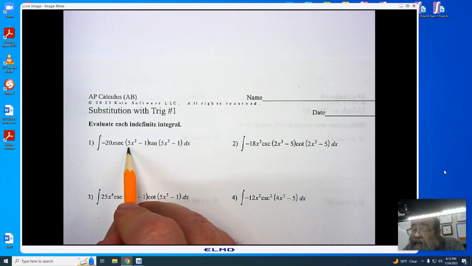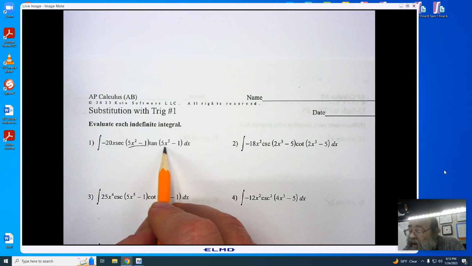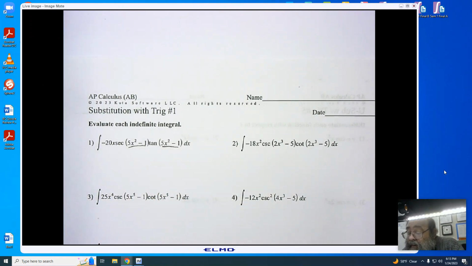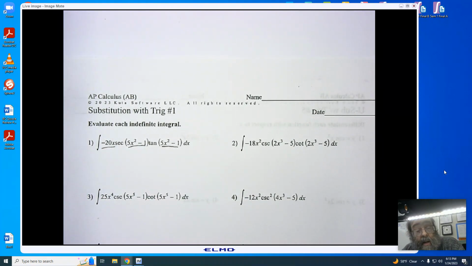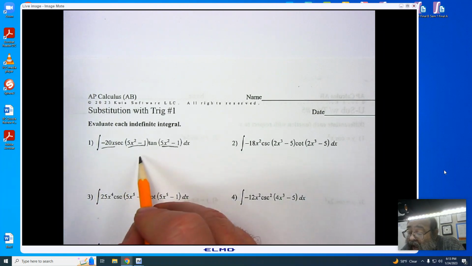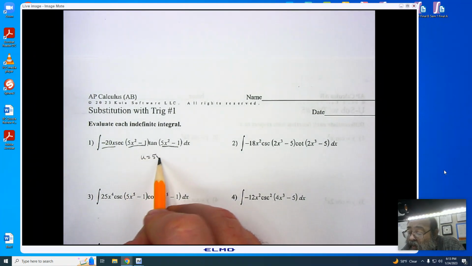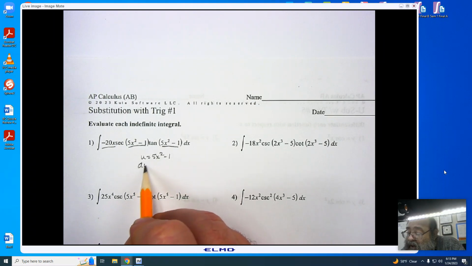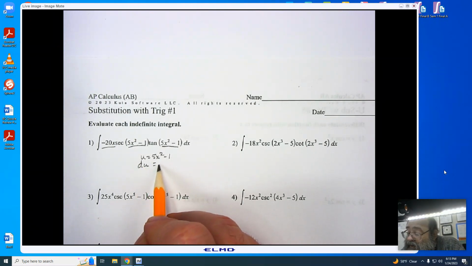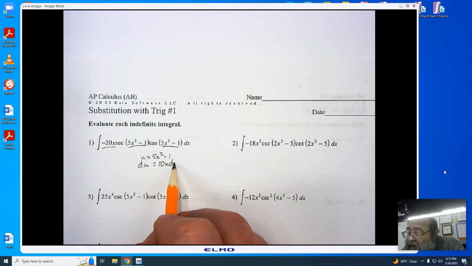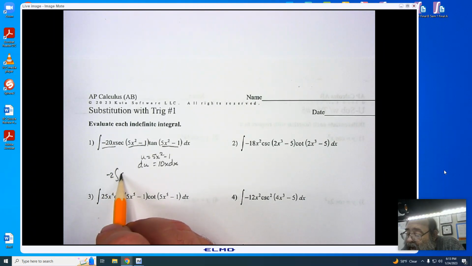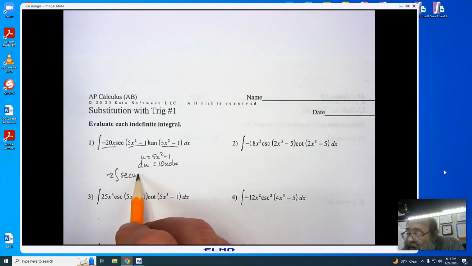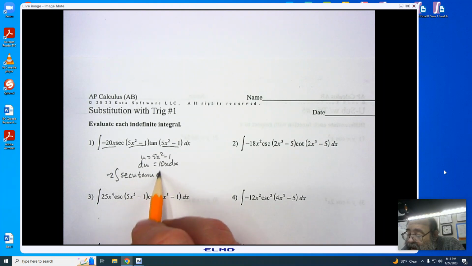And as we saw in the previous worksheet, I'm looking for what's inside of the trig function and comparing it to what's outside. Now I know that negative 2 times 10x will give me that negative 20x, and the U-Substitution 5x squared minus 1 will give me du equal to 10x dx, made into a differential. I can then factor out the minus 2, and I'm looking at secant u tangent u du.